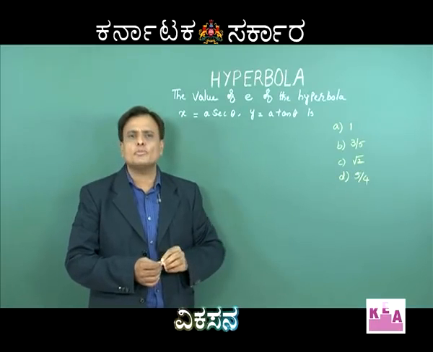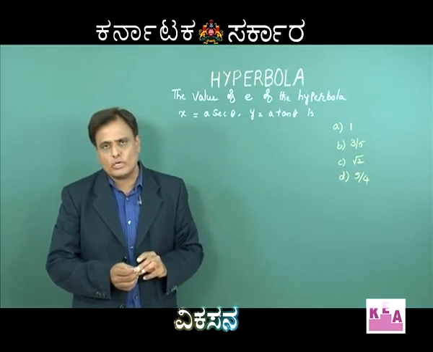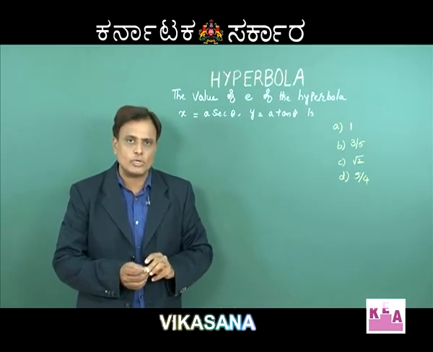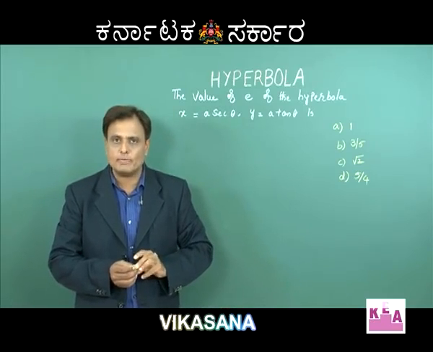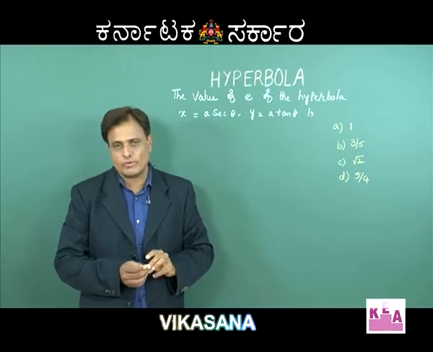Straight away one option can be ruled out, option B will be ruled out, 3 by 5 is less than 1. As we know, for a hyperbola the eccentricity will always be greater than 1.